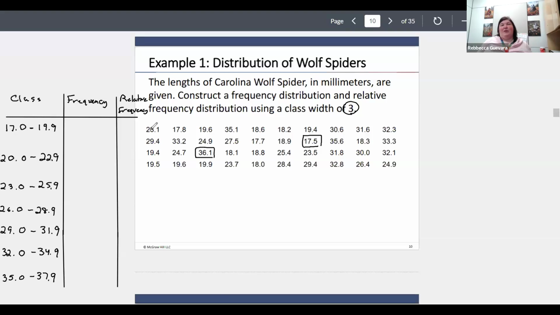Okay, so the frequency, we need all the spiders that are between 17 and 19.9. So we have 1, 2, 3, 4, 5, 6, 7, 8, 9, 10, 11, 12, 13. Looks like 13 are in here. If we look for all those between 20 and 22.9, then we have that one. Oops, we missed one here. There's 14 in this category.